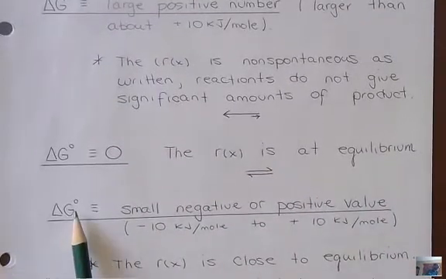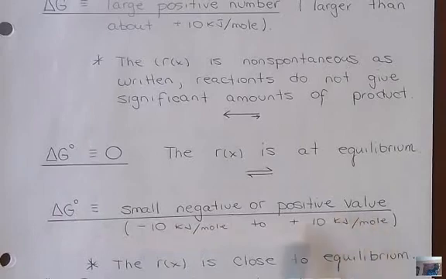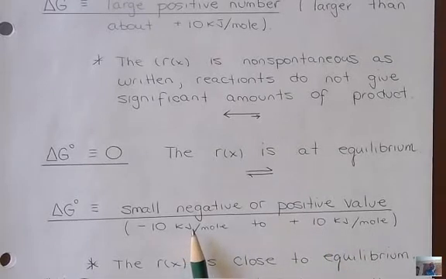Okay? If delta G0 is a small negative or positive number, the reaction is close to equilibrium. Positive would mean that its equilibrium constant would be something like 0.1 or 0.2, a small number but close to equilibrium. And negative would mean that its equilibrium constant would be greater than 1.